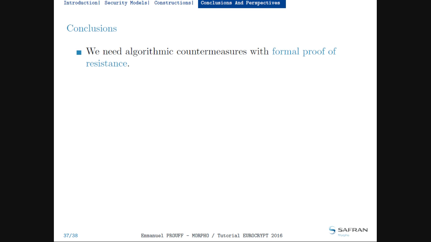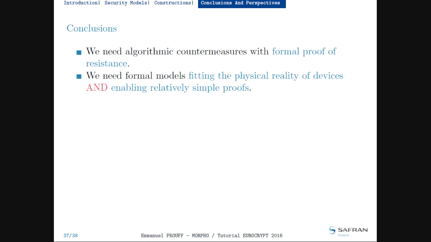OK, to conclude this tutorial, what I wanted to point out is that we need algorithmic countermeasures with formal proof of resistance, and this is not only a need for researchers, it's also a need for the industry. We need to be able to guarantee a certain level of security, even if the model is not perfect. But of course, we also need formal models fitting the physical reality of devices and enabling relatively simple proofs. This is sometimes difficult, as I showed you.